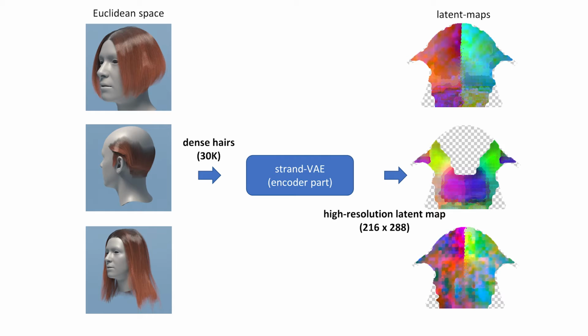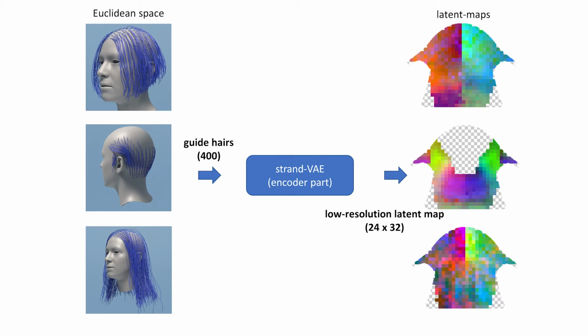In this paper, we use 2 different resolutions. For a dense hair model with around 30,000 hairs, we use a high-resolution latent map. For sparse guide hairs, we use a low-resolution one.